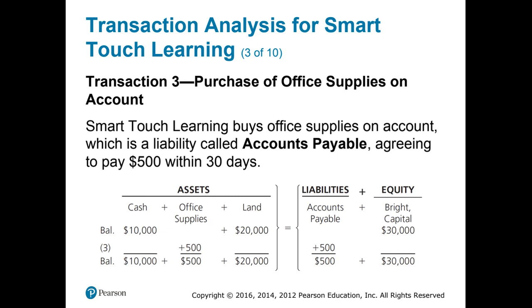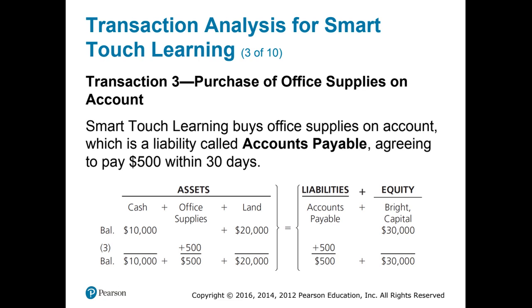So we have purchased office supplies on account. We went to Home Depot and bought supplies on account, $500. Perfect, good example. Home Depot gave us our stuff, and we're going to put that $500 in our accounts payable account, showing that Smart Touch Learning owes Home Depot $500.